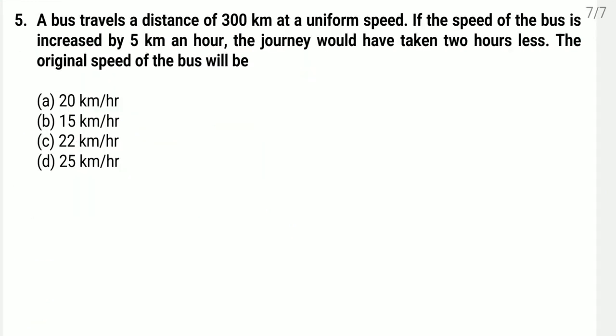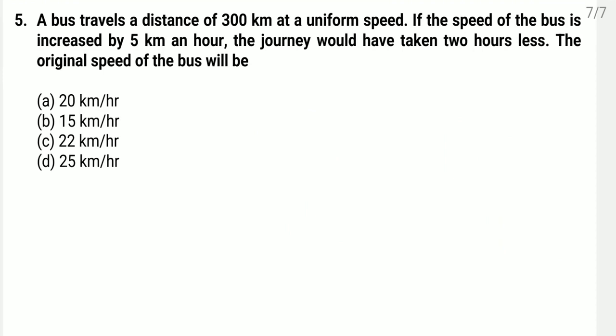Question number 5. A bus travels a distance of 300 km at a uniform speed. If the speed of the bus is increased by 5 km per hour, the journey would have taken 2 hours less. The original speed of the bus will be. So only one bus is there. In the starting, some speed was there. Let us consider that as x. And later on, speed is increased.